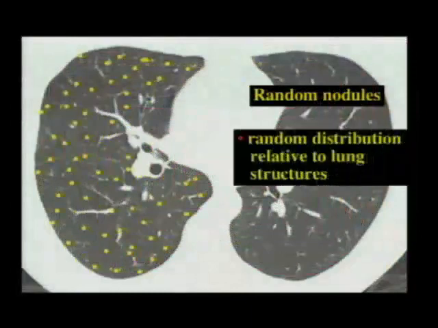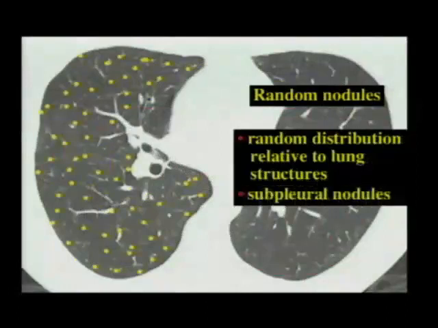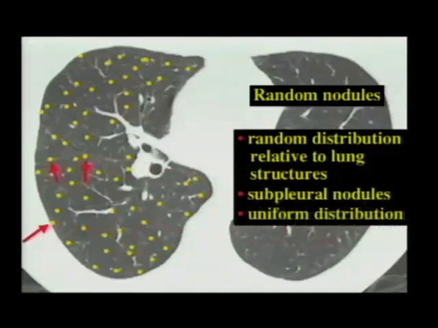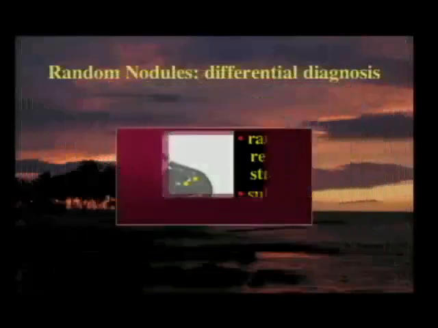The second type or pattern of nodules we can recognize is so-called random distribution, and with a random distribution the nodules are occurring randomly relative to lung structures. They occur anywhere and everywhere they want to. Therefore, they are seen in a subpleural location, but they do not predominate in relation to the subpleural lung as they do with sarcoid. Because they occur anywhere and everywhere, the appearance of a random distribution is uniform. The nodules seem to be involving all lung regions equally.